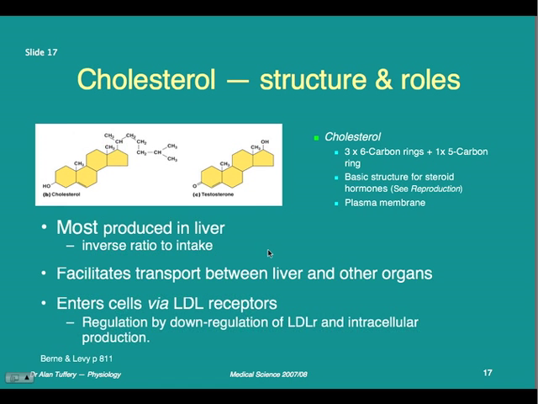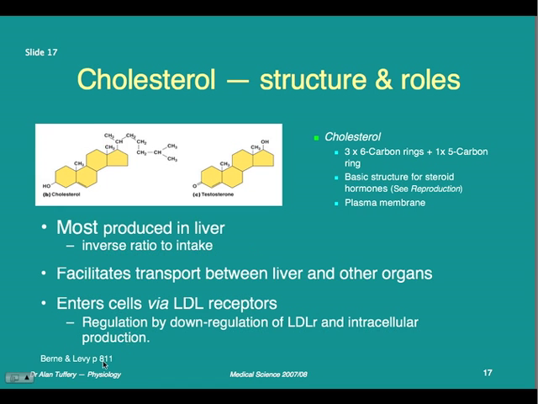molecule, and it goes into cells via receptors, low-density lipoprotein receptors. That's what LDL stands for, low-density lipoproteins. Its entry to cells is regulated by regulating the receptors and the intracellular production. So you're dealing with two things. If you've got lots of cholesterol coming into the cells, it shuts down the receptors and it shuts down the intracellular synthesis of that. Now that can lead you to high extracellular concentrations, and that's where the problems occur.